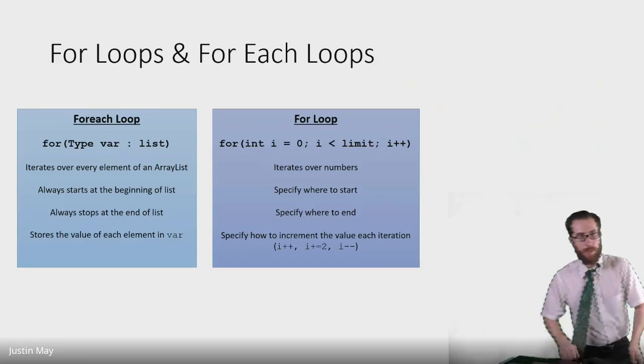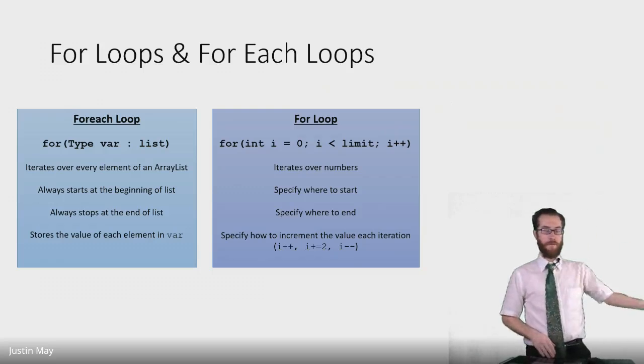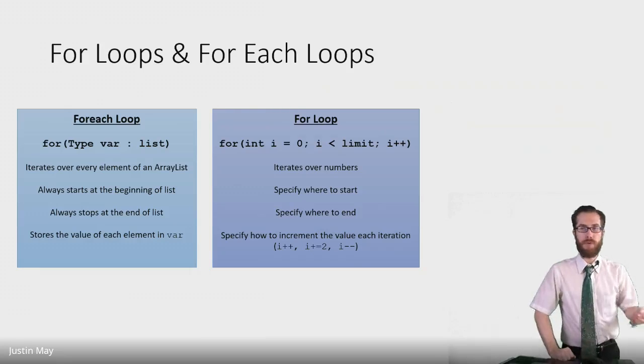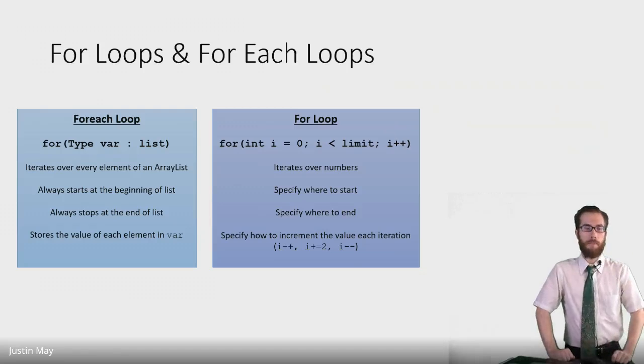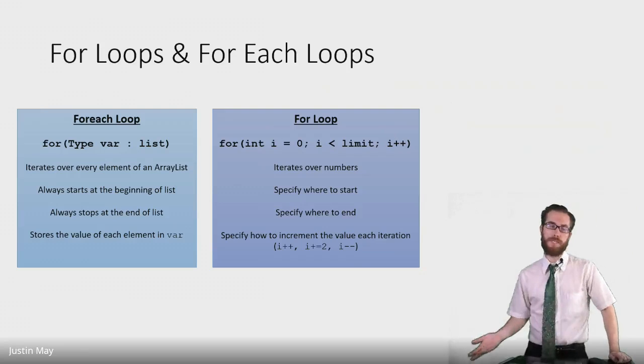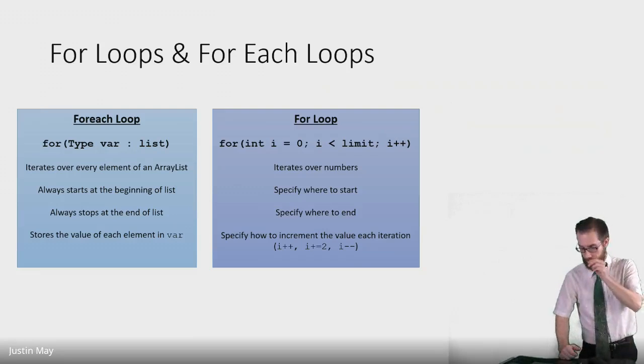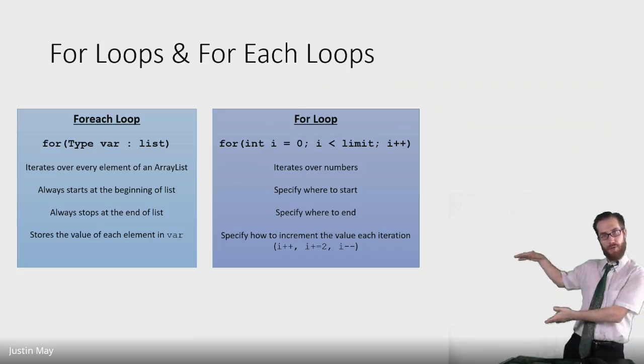So let's talk about the differences between a for loop and a for each loop. Anything you can do with a for each loop, you can do with a for loop. It just takes a little bit more code. But there are some things you can do with a for loop that you cannot do with a for each loop. If you remember, I had a whole list of things you cannot do with a for each loop.